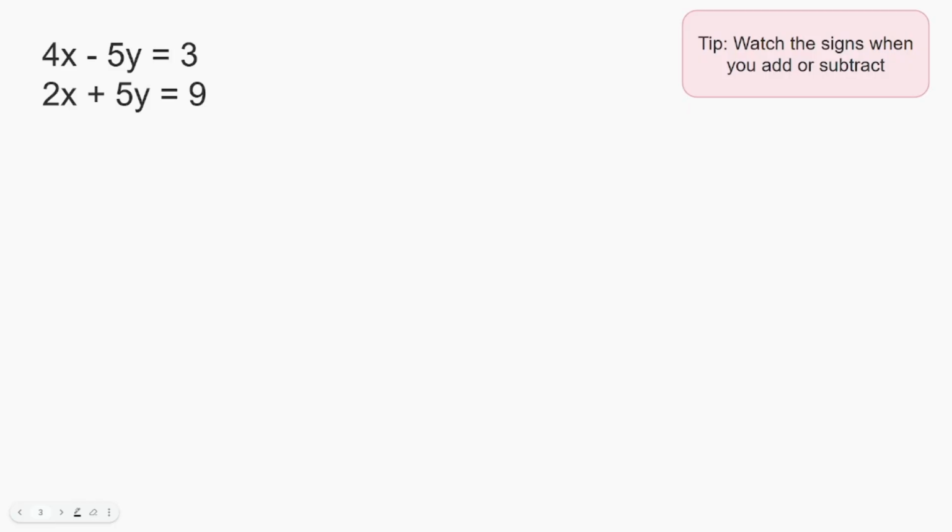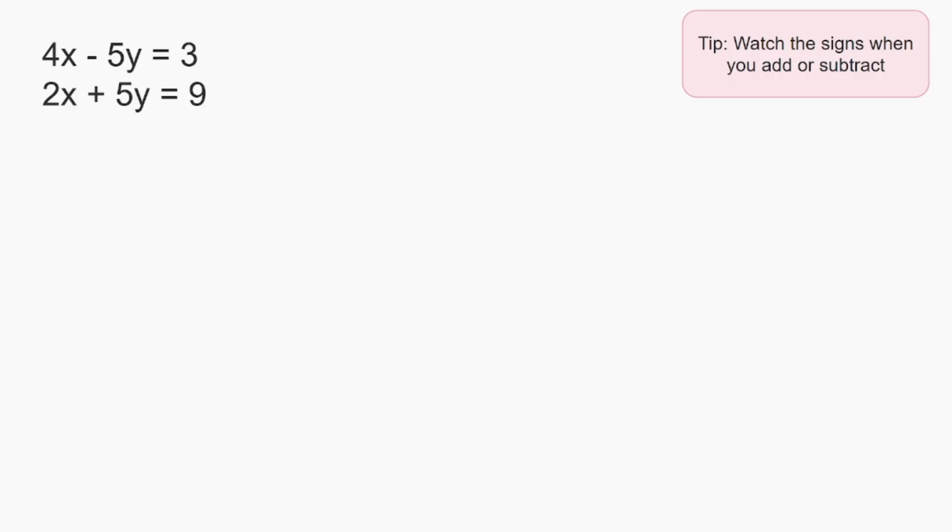Now, for this question, we'll follow the same steps. As you can see, our equation is already lined up for us. We have the x's lined up together, and we have the y's lined up together. Now, we'll see whether we need to multiply. In this case, we don't have to because we have negative 5 and 5 that can cancel out.